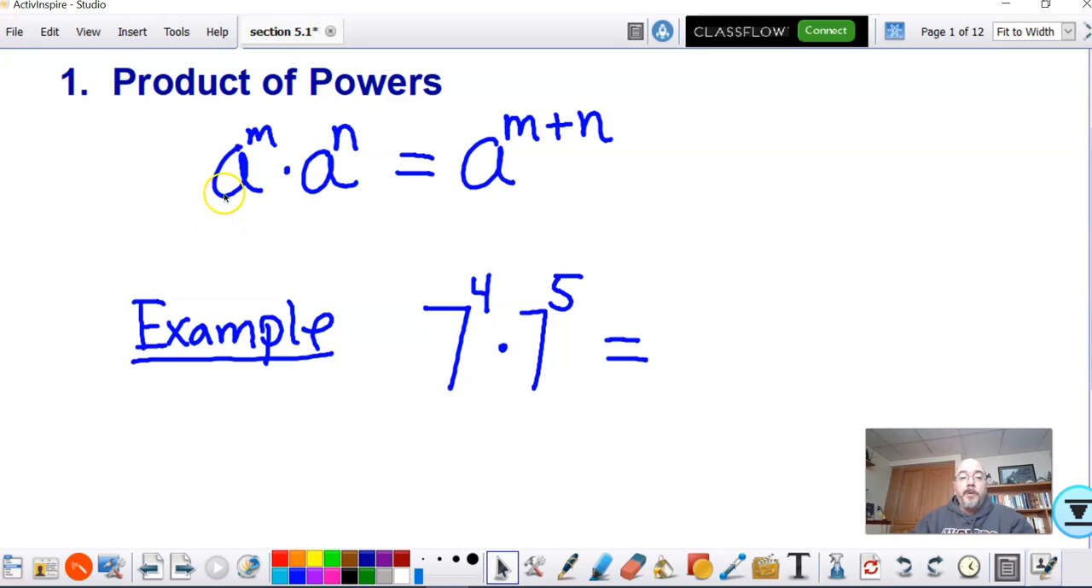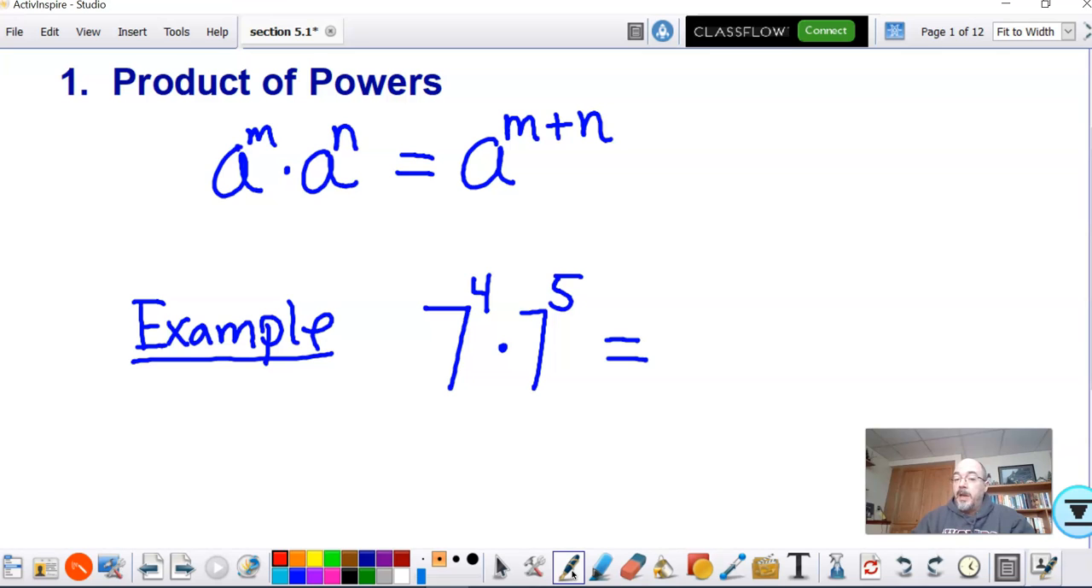So remember, the big number is called the base, and then those are the exponents. So the base in this situation is A. Okay, and notice that the base is identical. Exponent m, exponent n. So what do we do in that situation? Well, we add the exponents together.